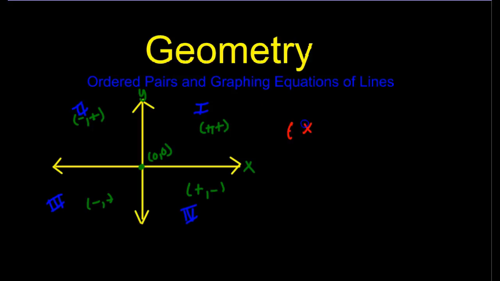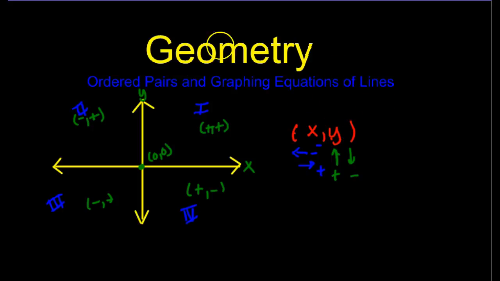Ordered pairs look like this. So we plot them as x and y. And the first coordinate is always my x coordinate, or my first coordinate, that takes me to the left or to the right. Left means it's a negative number, and to the right means it's a positive number. The y coordinate takes me up or down. So if it's a positive number, I'm going up, negative number, I'm going down.